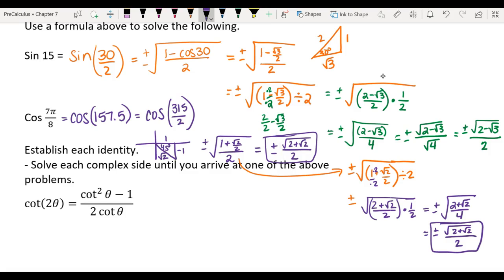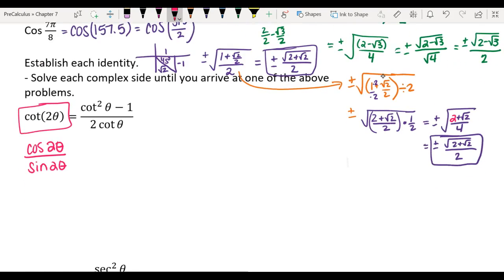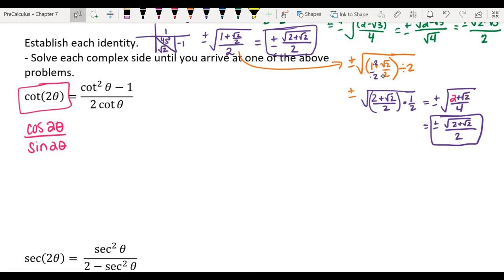So remember, you're always working on this left-hand side, okay? So you're always working on that left-hand side. So we have cotangent of 2 theta. What do you think you need to change that to? It'd be cosine of 2 theta over sine of 2 theta, right? That's what cotangent is? This is what we're trying to get to.